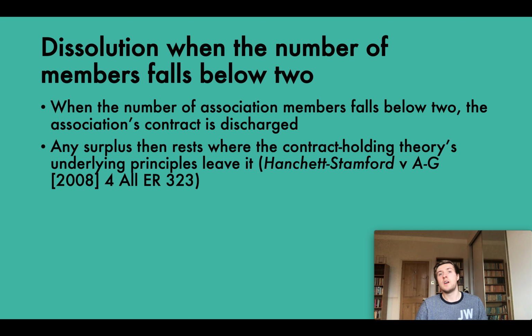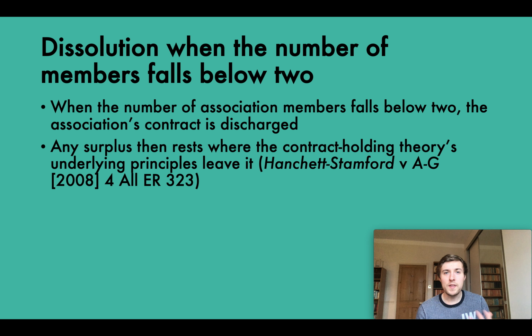So as a matter of logic, the surplus must rest where the contract holding theory's underlying principles leave it. I shall explain. Recall that under the contract holding theory, funds are owned by the association's members subject to the contract that exists between them. When the contract is discharged because the number of members falls to 1, all that is left is the members' underlying ownership.